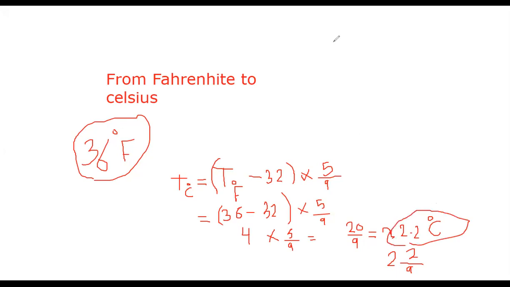Okay, that's it. What if the temperature in Fahrenheit is 32? Suppose that the temperature in Fahrenheit is 32. How can we change it? Guys, do you understand? Okay? Is it okay? Yes. Temperature in Celsius is equal to temperature.